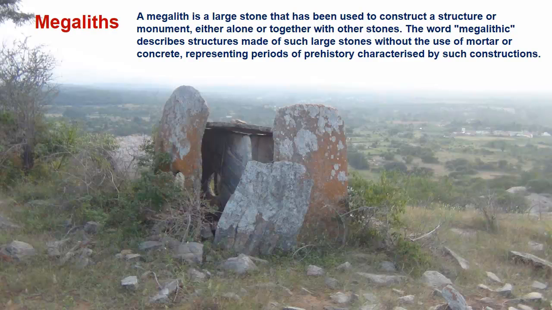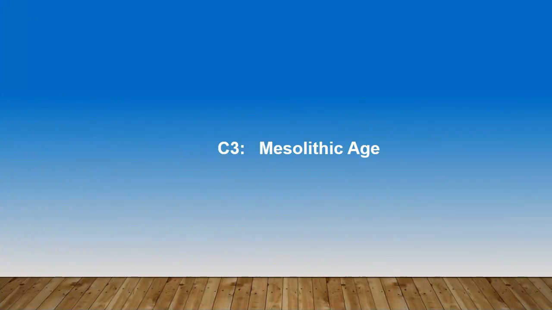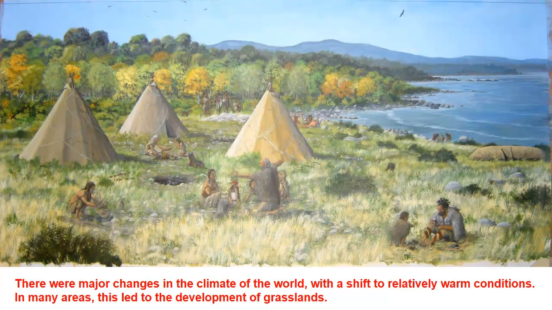You understand? Hope you understand Paleolithic. Now we move to Mesolithic. After 12,000 BC, what happened? Because of climate changes, there was a shift from cold condition to warm condition, and the ice had started melting and grasslands have started developing. Hope you understand?